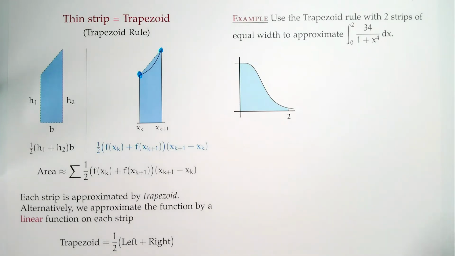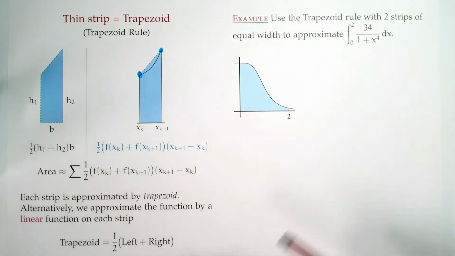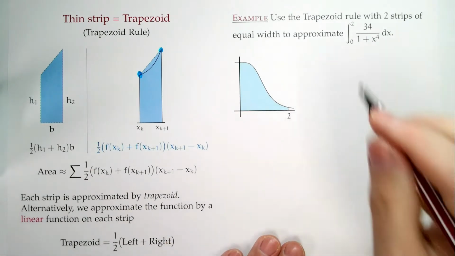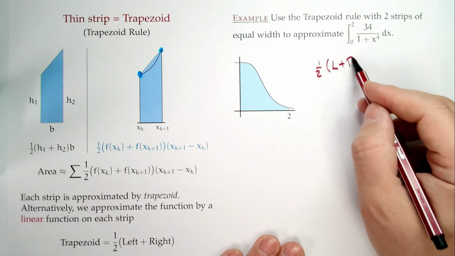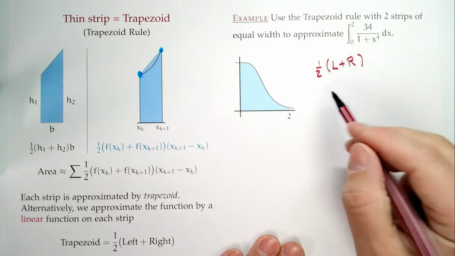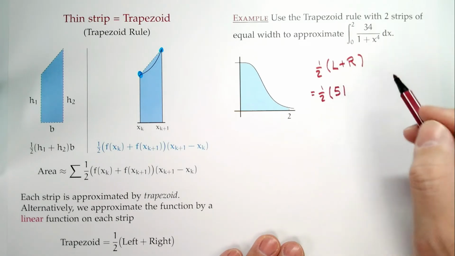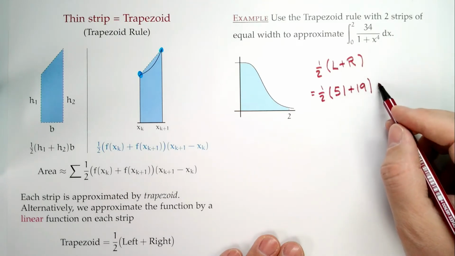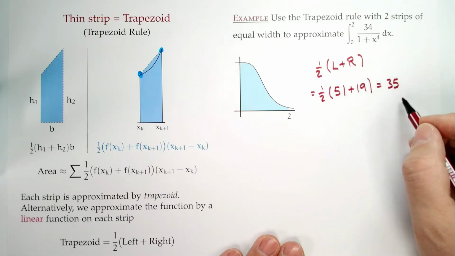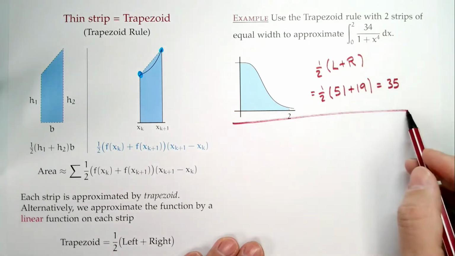So here we go. Use the trapezoid rule with 2 strips of equal width to approximate this. Well, we could go through the argument. I'm going to skip it because I have this little piece here that the trapezoid rule says it's 1/2 the left estimate plus the right estimate, because I have already computed these. So I'm just going to recopy them. So the left, you can go back and check, it's 51, and the right, it's 19. 51 plus 19 is 70, divided by 2 makes 35. All right, so that's an estimate. It's an approximation.